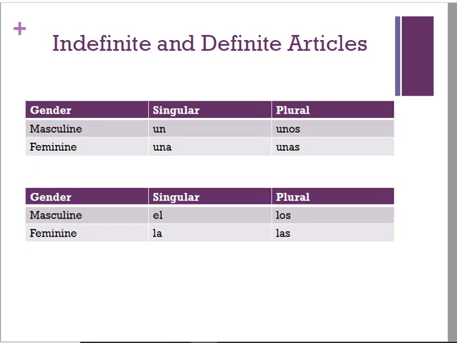Definite articles. El, la, los, and las. El perro. La casa. Los perros, las casas. Okay?